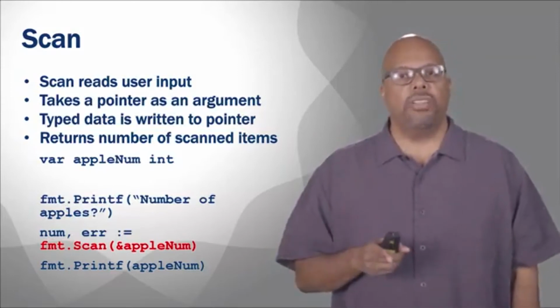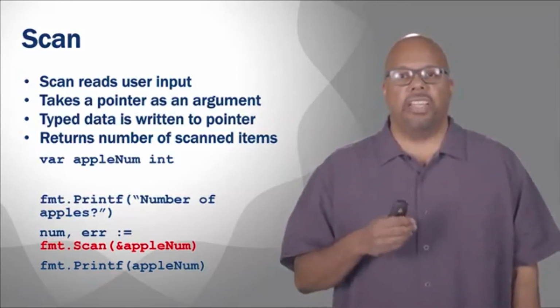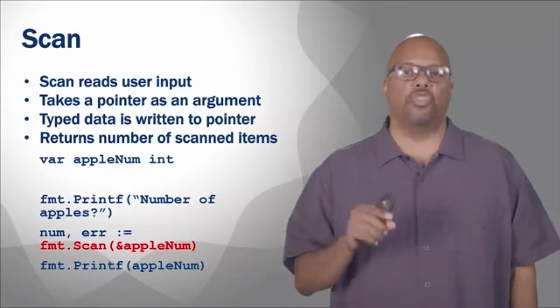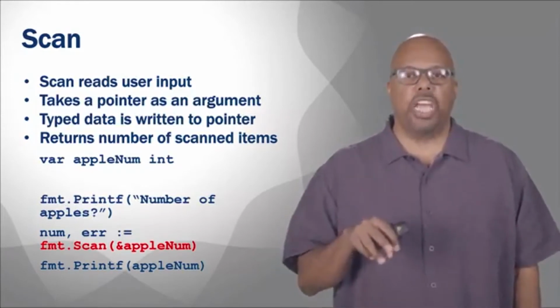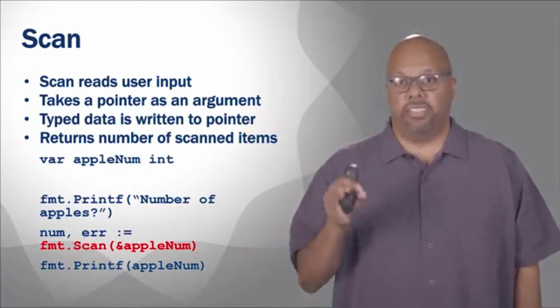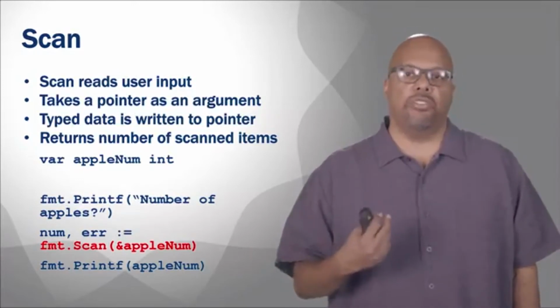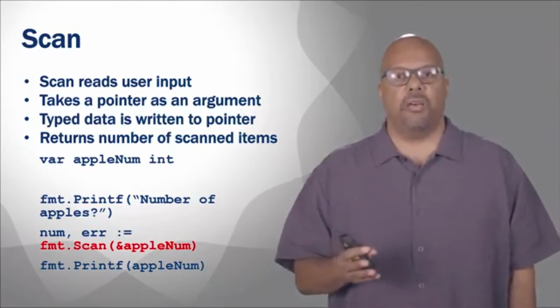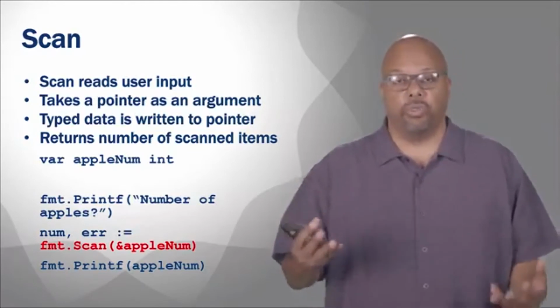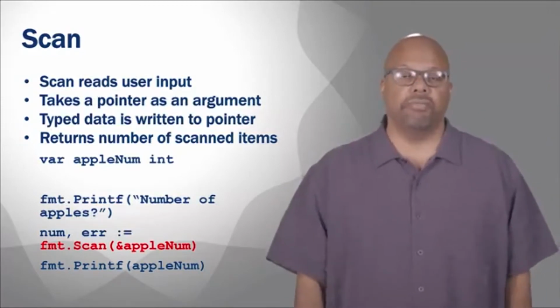So say the user types in a 5 and hits enter. Notice that the argument passed to scan is ampersand applenum, which means the address of the applenum variable. So when the user types in 5 and hits enter, the scan function takes that number 5 and puts it into the applenum variable. On the next line, when I say printf applenum, it'll print 5, or whatever integer they typed in.